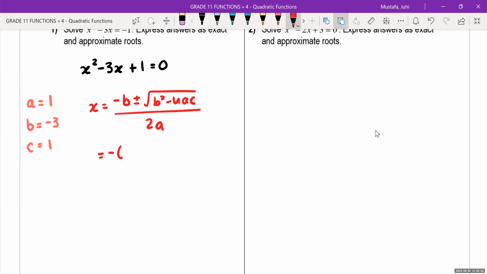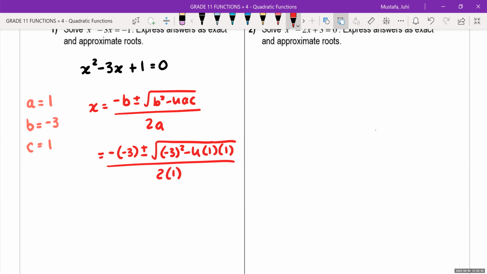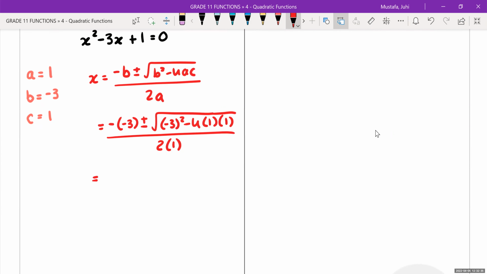So negative b is going to be negative 3, plus or minus the square root of b squared, which is negative 3 squared, minus 4 times 1 times 1, all over 2 times 1. Everyone see where I got the numbers? Okay, negative 3 is 3, plus or minus. I'm going to solve what's inside the square root sign. You could use your calculator, or you could just use mental math. Negative 3 squared is 9. 9 minus 4 is just a 5, all over 2.